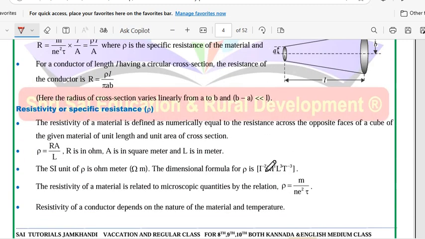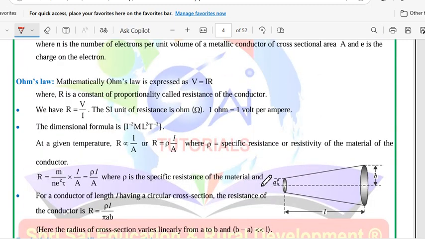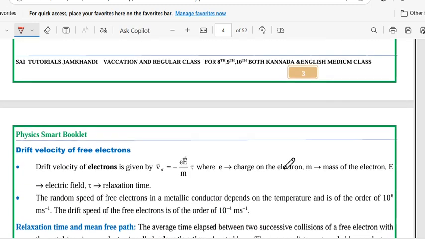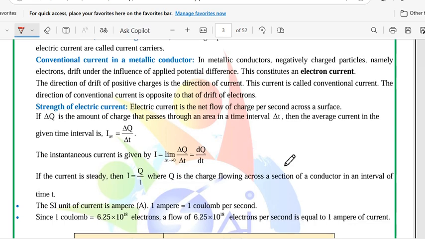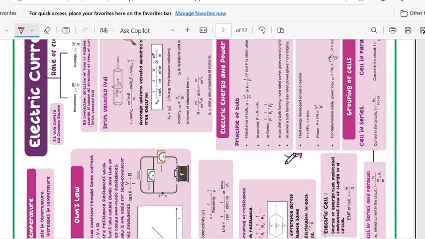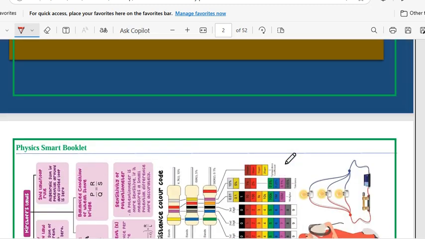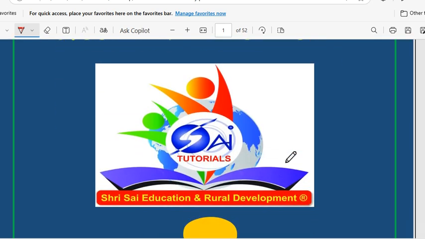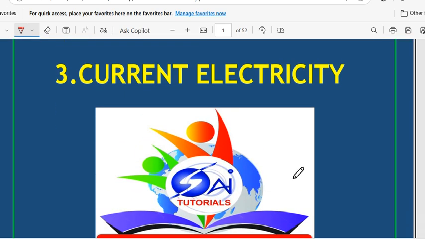This is all about the syllabus whatever I have taught in this class. This is all about the third chapter of your syllabus, that is current electricity. So by this I'm going to wind up the session of the third chapter. This is the completion of your third chapter, that is current electricity.